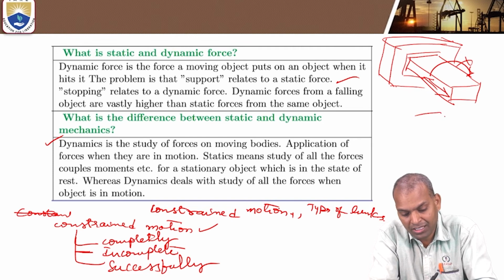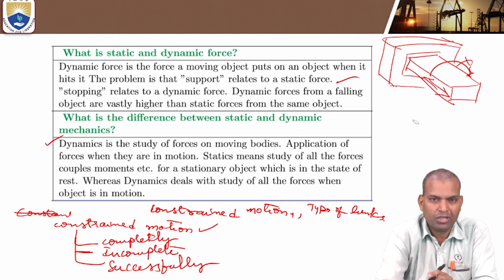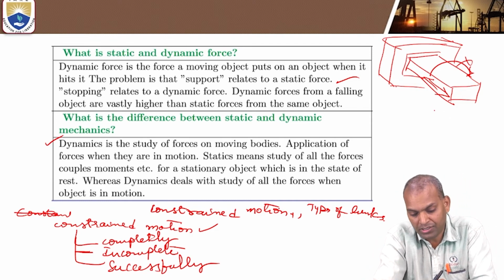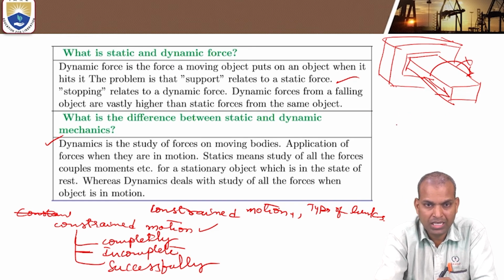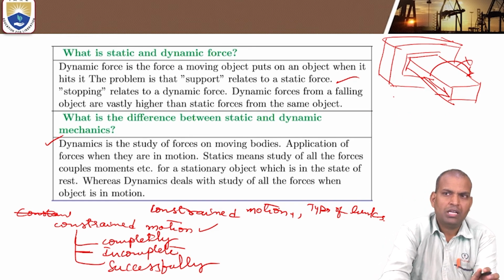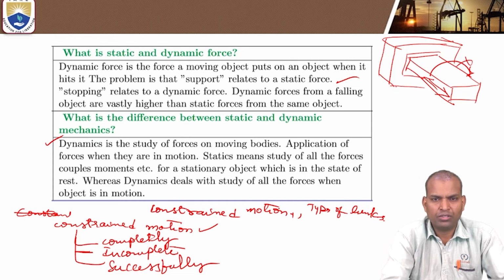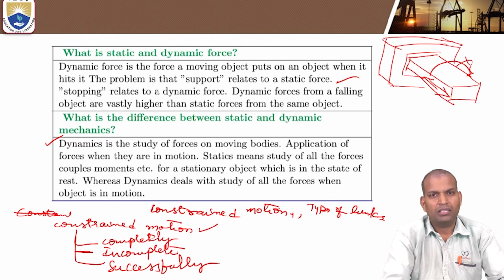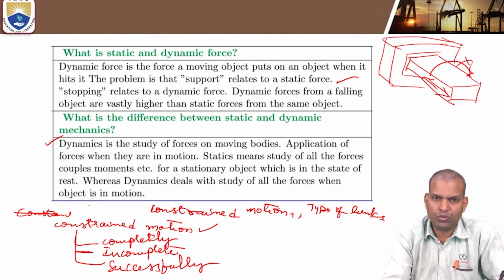Another consideration: if a cylindrical rod is moving in a cylindrical hole, it can have two motions. One is a translatory motion, another is a rotary motion. That type of motion is known as incomplete constrained motion. It is not constrained, it has more than one motion. Then it is incomplete constrained motion.